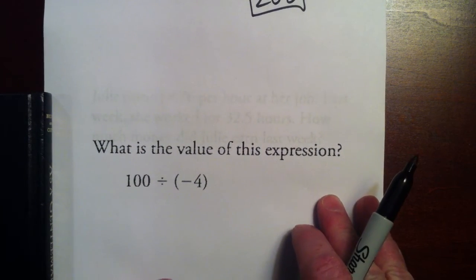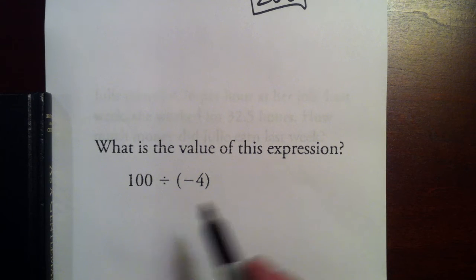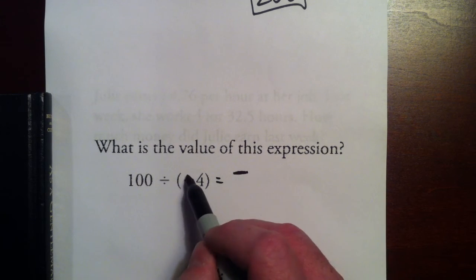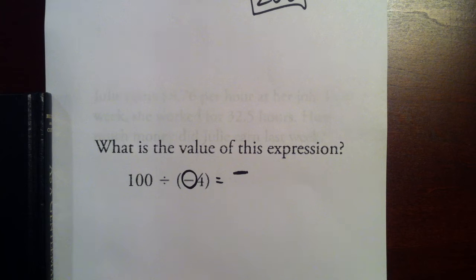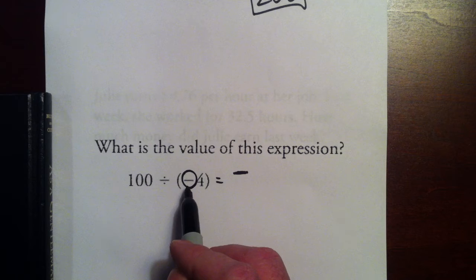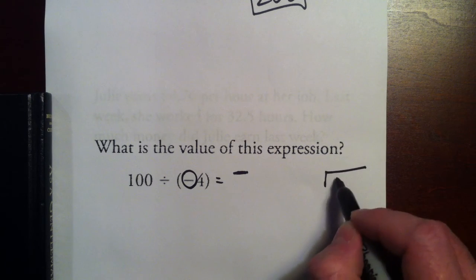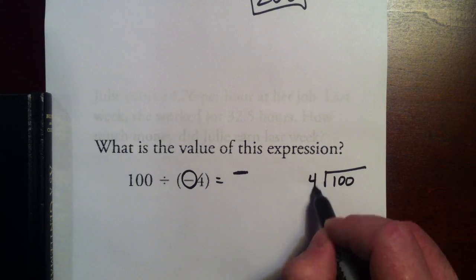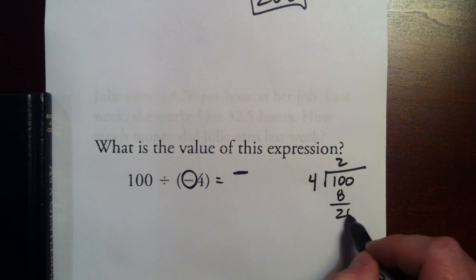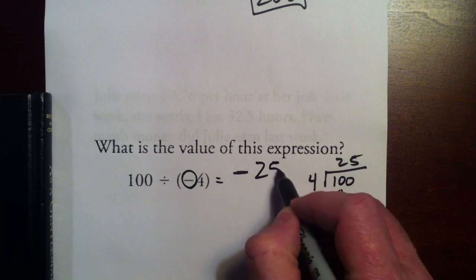What is the value of this expression? We're taking 100 and we're dividing it by a negative 4. Well, we know that the answer, regardless, is going to be negative because we have one negative sign here, and we can't just have one. We have to either have 0 or 2. Therefore, the answer is going to be negative. Now all we do is just divide it out. 100 divided by 4. The answer is negative 25.